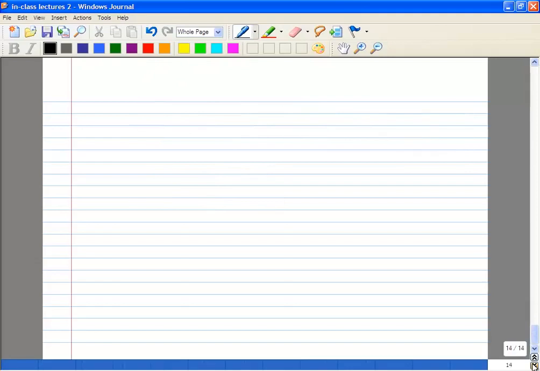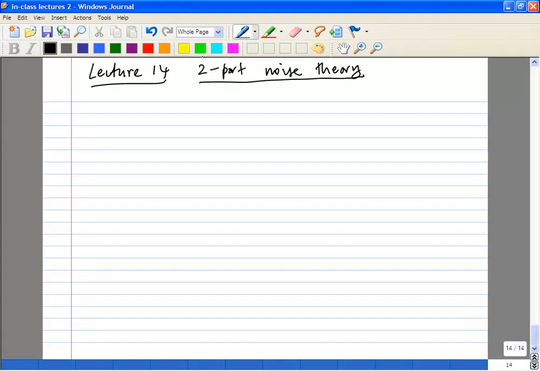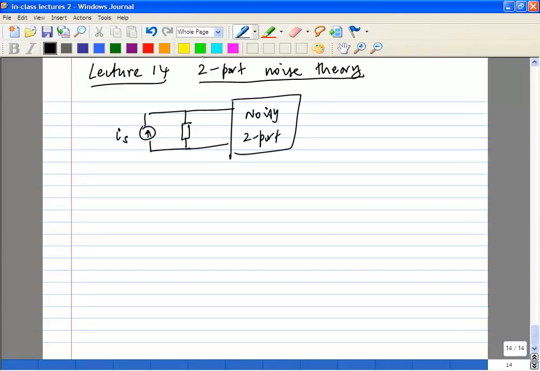Okay. So let's go to today's class. So we are going to look at two-port noise theory. Okay, so let's take a noisy two-port. Okay, and a noisy source. We are going to assume that the source is noisy also.